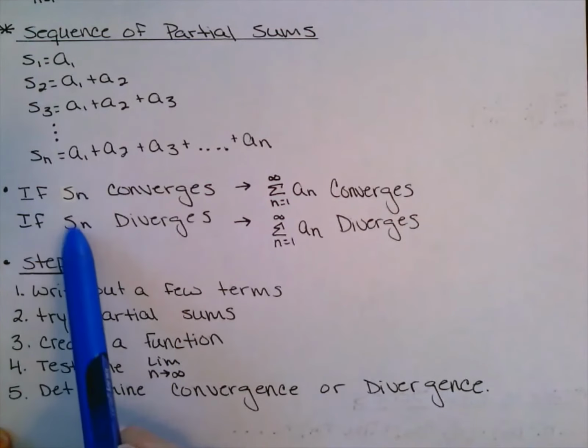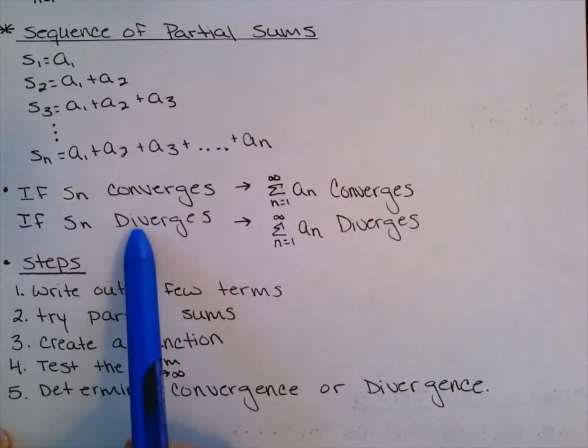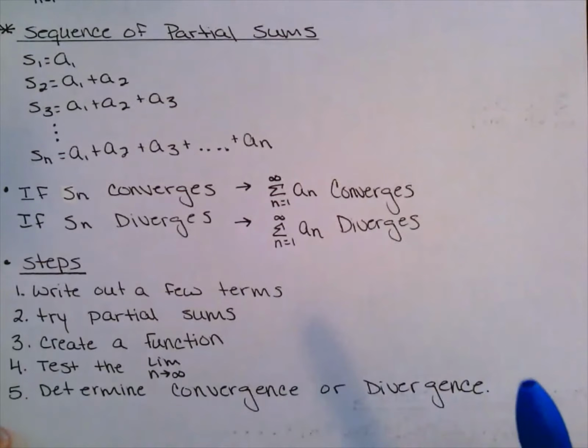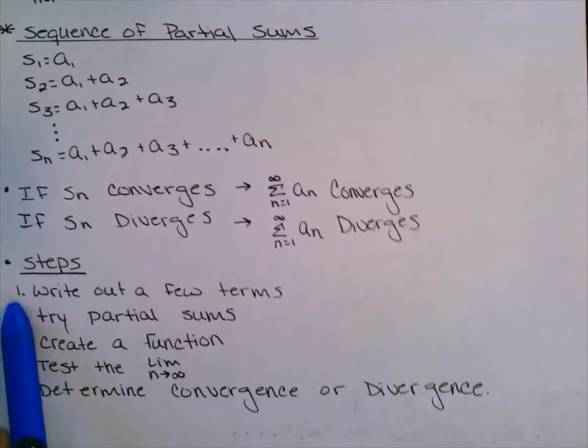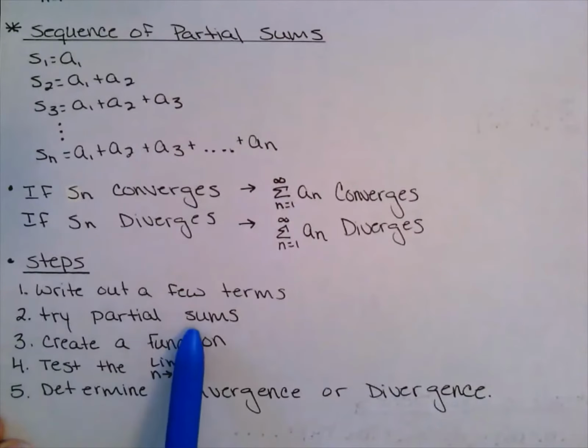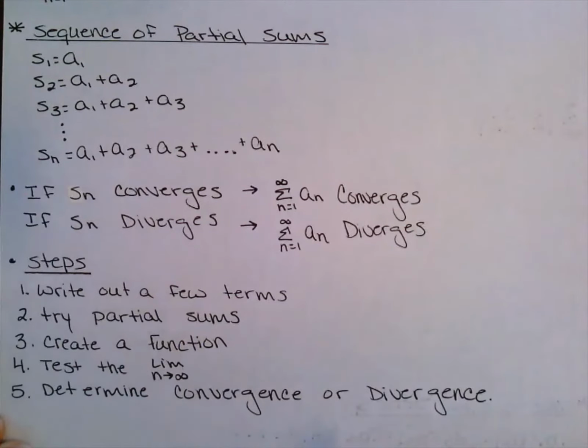Here it states that if the partial sum converges or diverges, we can assume that the series will also converge or diverge. The way we're going to test this, we're going to take a few steps. First, we write out the first few terms of the sequence. Then we try a few partial sums like it shows here. Once we have a few partial sums and start to analyze what's happening, we can create a function like we did at the end of last lesson. Using that function, we can test it with a limit as n approaches infinity, and if that converges or diverges, we can determine whether the entire series converges or diverges.